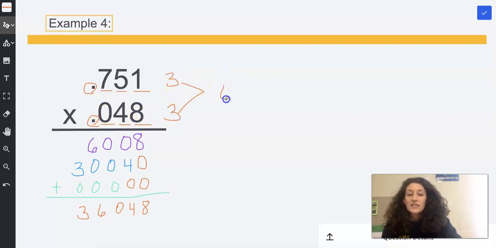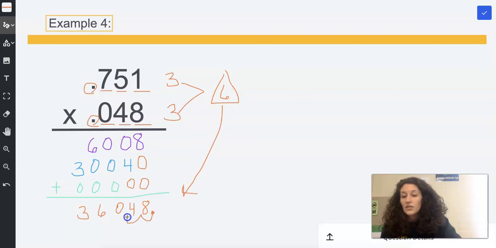Together that makes 6 decimal places. So I come down here and I place the decimal. It starts at the far right, and then I move it 6 places to the left. 1, 2, 3, 4, 5, 6. I have an extra loop, which I need to place a 0 inside of. So the decimal ends up over here in front of that 0.